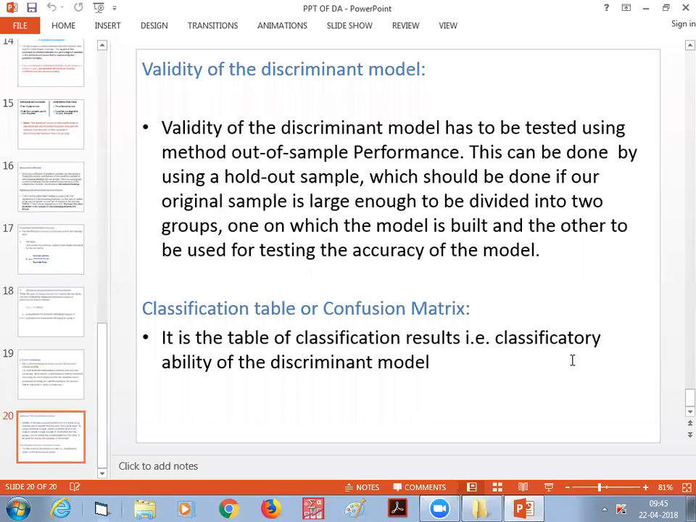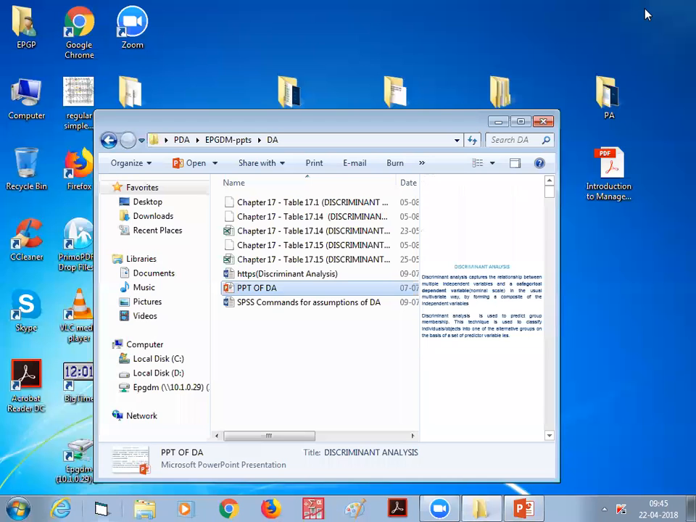Then the classification table, that means the accuracy level. You can see the classification accuracy, that is, buyers classified into the buyer group and non-buyers into the non-buyer group. So let us understand now with the help of an example.